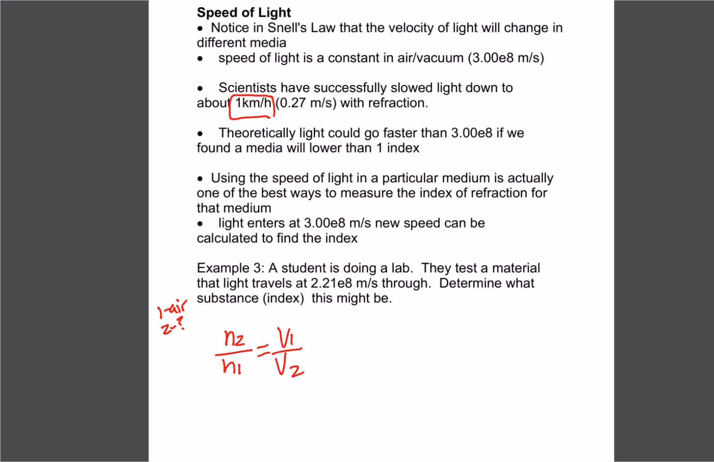So our n2 is what we're looking for, n1 for air is 1, speed for air is 3 to the 8th, and the speed for this unknown substance is 2.21 to the 8th. All we have to do is cross multiply those, and we get an index of 1.36. It's a pretty easy calculation to figure out what the speed is going to be in the new object, and then from there you can usually figure out the index.